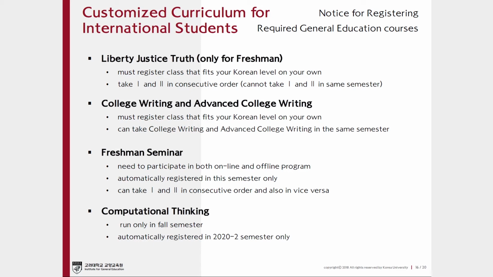For freshman seminar, you need to participate in both online and offline program. And in this semester, freshman seminar 1 would be automatically registered in your registration system. But you have to register freshman seminar 1 or 2 on your own from next semester. And we recommend you to check that freshman seminar is registered in your system properly, even though it would be registered automatically, please. Computational thinking runs only in fall semester, and it would be automatically registered in 2020 second semester only.